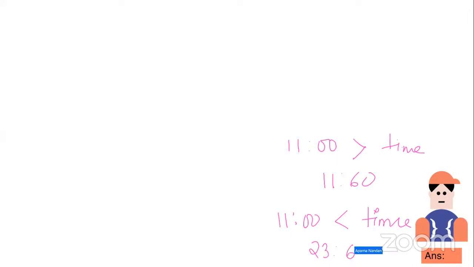2360. Right. So to get the mirror image, if the question is to find the time in the reflection, what you have to do is, if the time is less than 11 o'clock, you have to subtract from 1160. If the time is greater than 11 o'clock, you have to subtract from 2360.